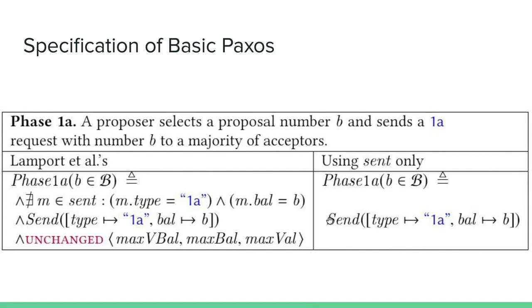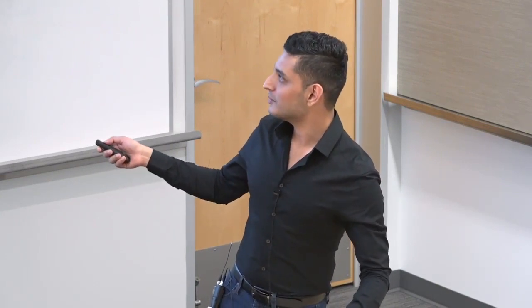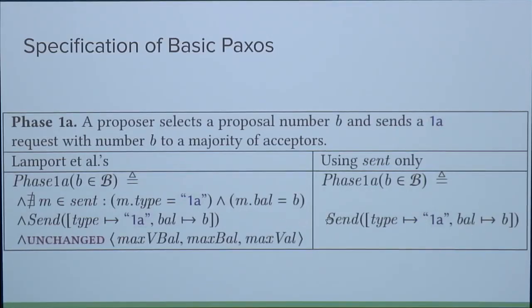So now we're writing basic Paxos. I'm writing it from the English, which we saw in one of the slides earlier, and I'm comparing it with the existing spec. First, the proposer just selects a number and sends a message. So that's basically what you do, you just send the message.